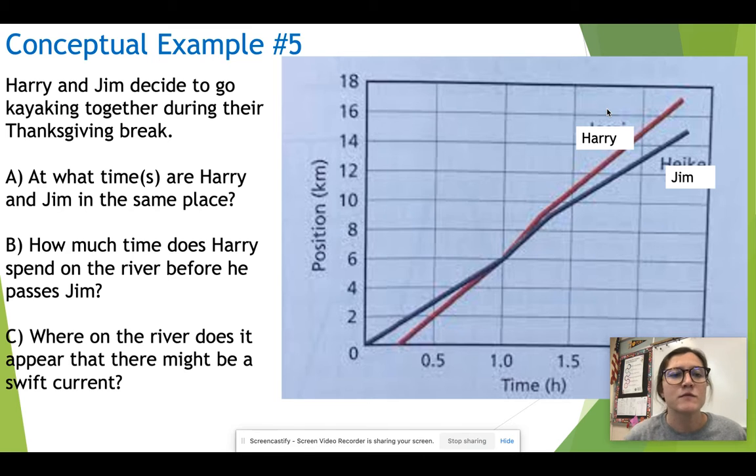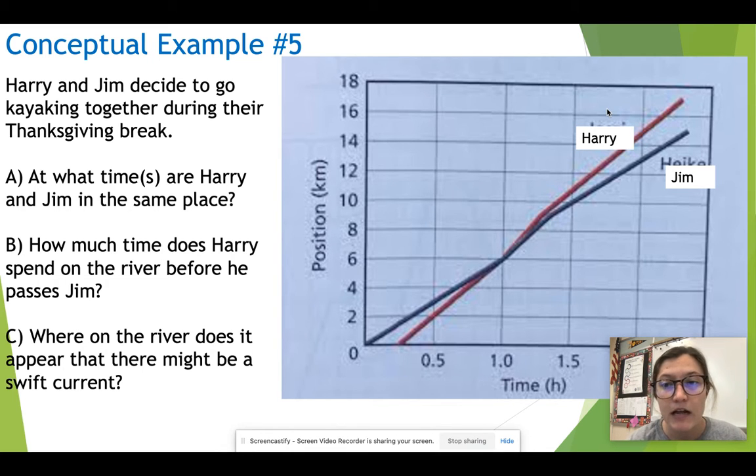In concept example number 5, Harry and Jim decide to go kayaking together during their Thanksgiving break. We have the position versus time graph of both Harry and Jim on the same graph. We can determine where they're in the same place by where the position versus time graphs overlap. Here we see that at exactly 1 hour, Harry and Jim are located in the same place. How much time does Harry spend on the river before he passes Jim?